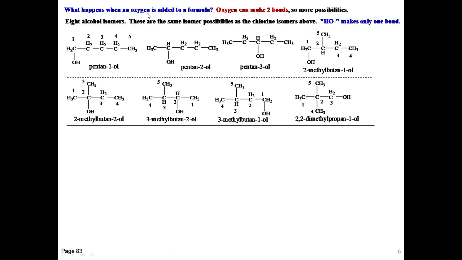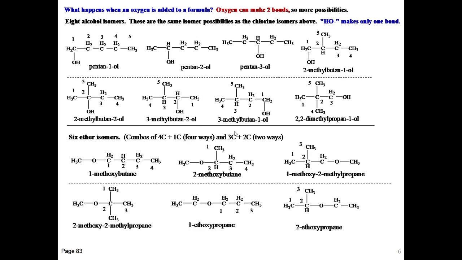If we go to oxygen, oxygen's a little more complicated now because oxygen can make 2 bonds. So we have more possibilities. All right, I can make an OH, which only makes 1 bond. And I can do that the same 8 ways that I just did. Or I can put the oxygen in between 2 carbons. So if I put the oxygen between 2 carbons, we have to split up our 5 carbons. So I split it up into 4 carbons and 1 carbon, or 3 carbons and 2 carbons. So those are our 2 possibilities.